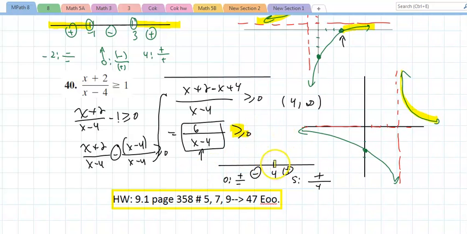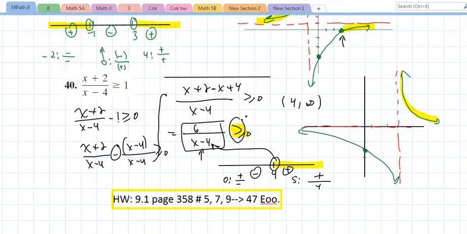I want to know where this is greater than or equal to 0. That would be here. And did you notice I'm not including that? Why am I not including that? Because x equal 4 is in the denominator. Even if it says greater than or equal to, you can't include that. And you could do these. You don't have to do them both ways. You could do them one way.